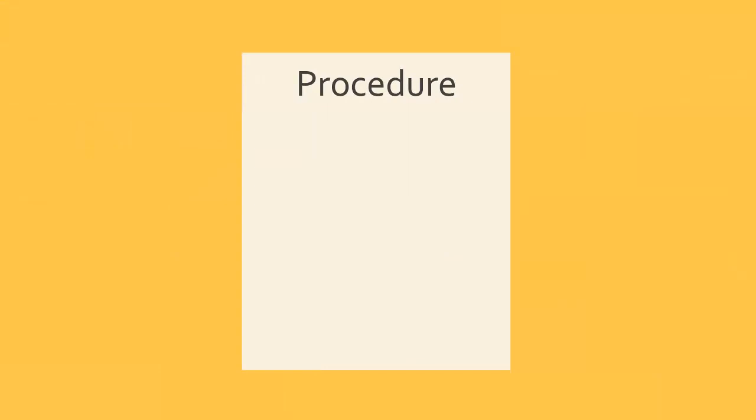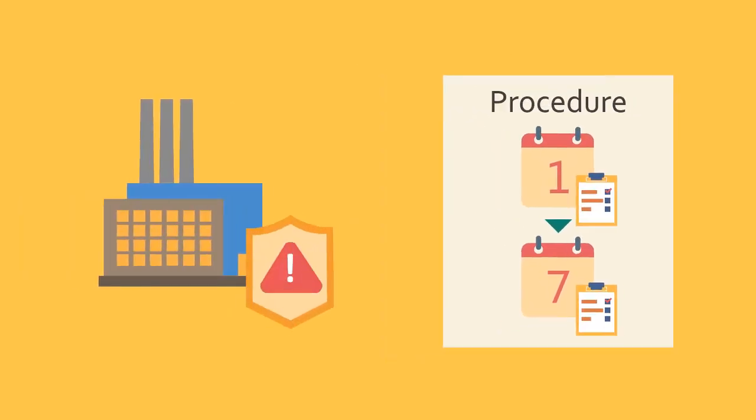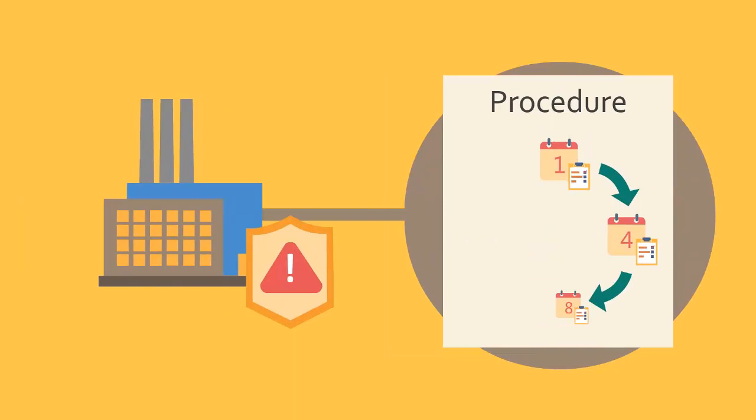Define in your procedure how often you'll review your evaluation. For example, you might schedule reviews twice a year, or if your company is more risk-averse, you might review the status on an ongoing basis.